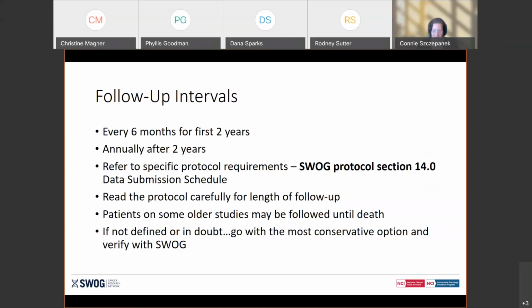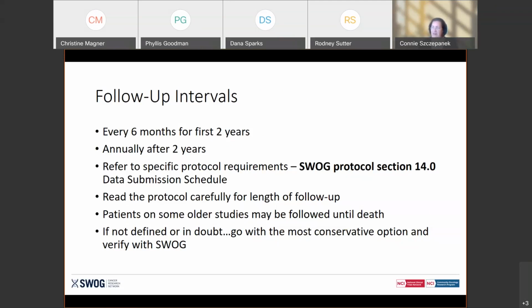Generally, after active treatment is completed, follow-up is typically every 6 months for the first 2 years and then annually after 2 years. Phyllis talked about section 14, but I just want to stress it again. Section 14 of the protocol talks about data submission. Be sure to look at that.